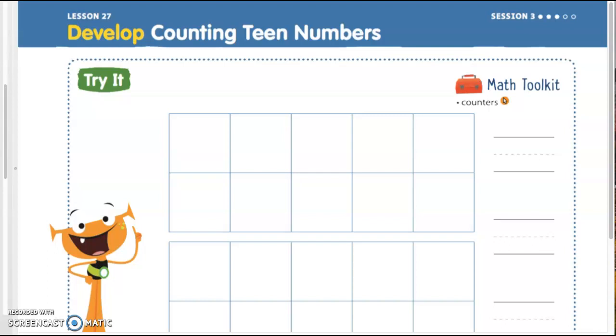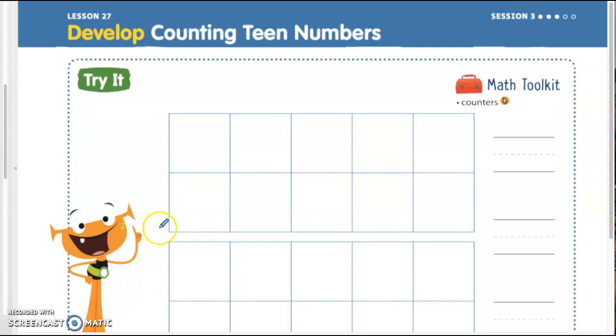This week we are counting teen numbers. Teen numbers is anything from 11 to 19. We're going to be counting 11 to 20. So these are a couple of things I want you to think about. Can you make a group of 10? How many extras are there and how many groups of 10 are there?